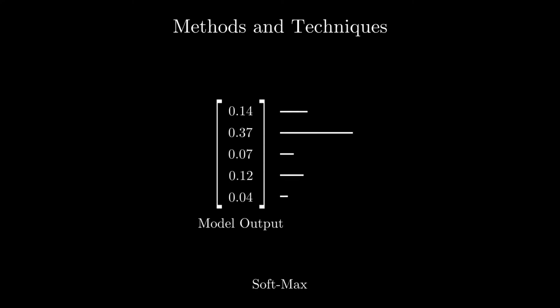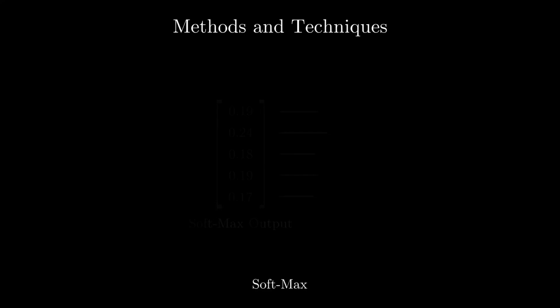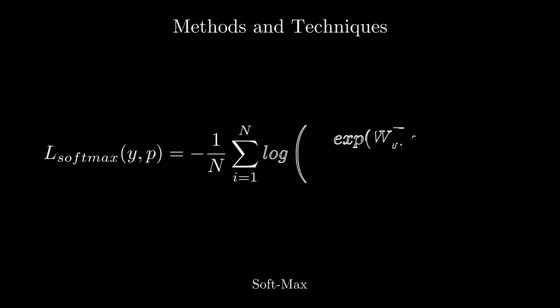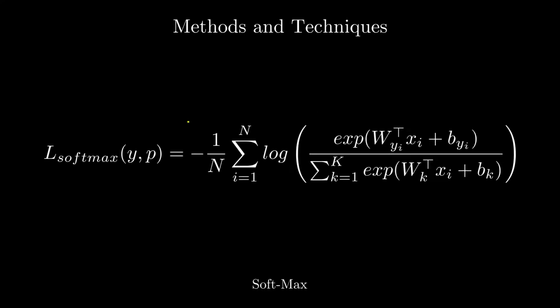Softmax acts in two ways. First, it normalizes the output so that each entry can be considered a probability. And second, it smoothens out the output so that it becomes differentiable. The final expression is calculated by summing over for each data point in a batch the value of the loss.